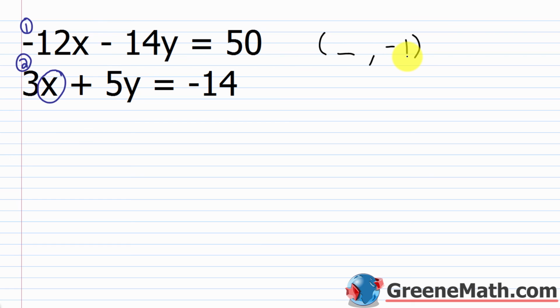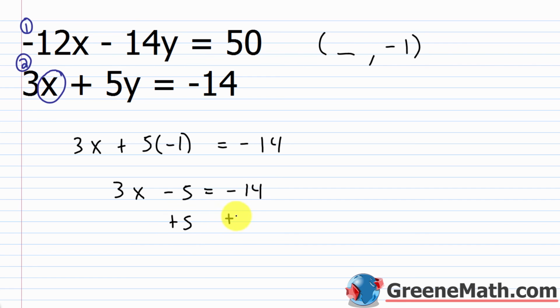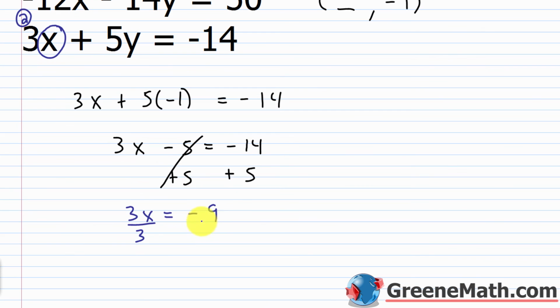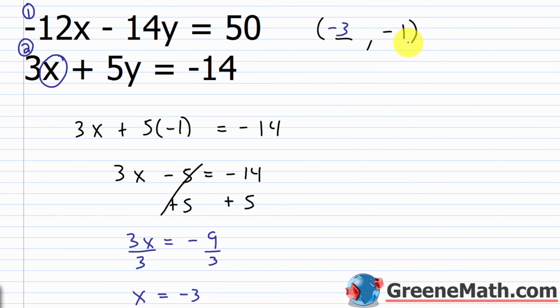Let's go ahead and use 2. That equation looks a little simpler, so we'd have 3x plus 5 times negative 1 equals negative 14. 5 times negative 1 is negative 5, so you'd have 3x minus 5 equals negative 14. Let's add 5 to each side of the equation. So that'll cancel. What we'll have is 3x is equal to, negative 14 plus 5 is negative 9. So we'll divide both sides by 3, and we'll get that x is equal to negative 3. So the x value here would be negative 3. The y value is negative 1.